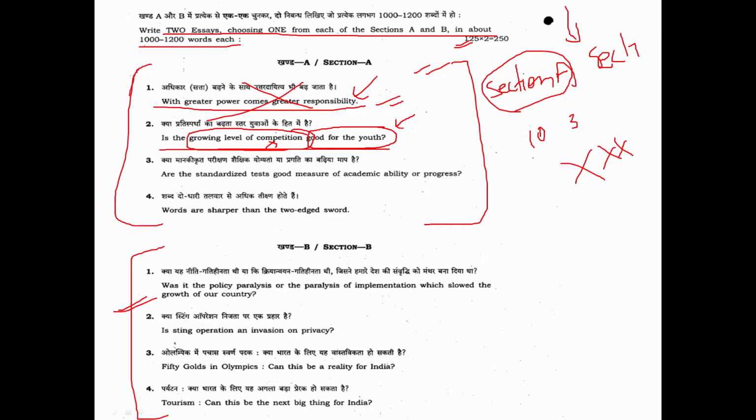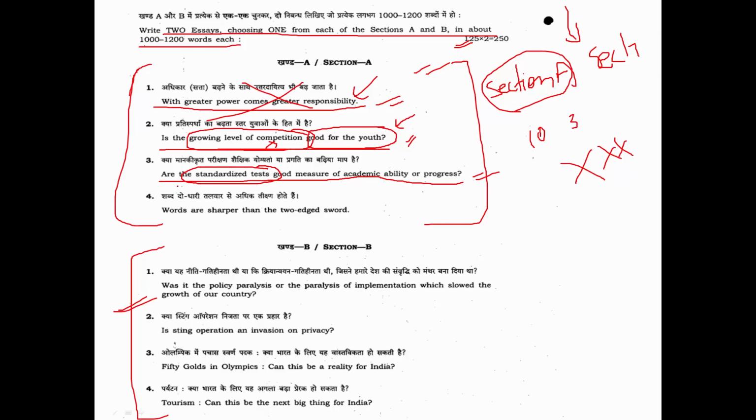And if you are deviating from the topic, then automatically it means that your marks will be reduced. So choose it wisely. Then the third topic is, are standardized tests a good measure of academic ability or progress? So this particular essay I wrote, and I wrote it because it was very clear. Here they are talking about standardized tests.